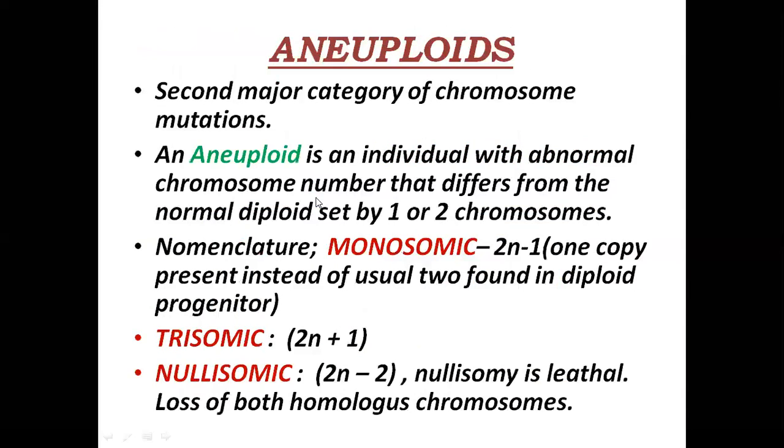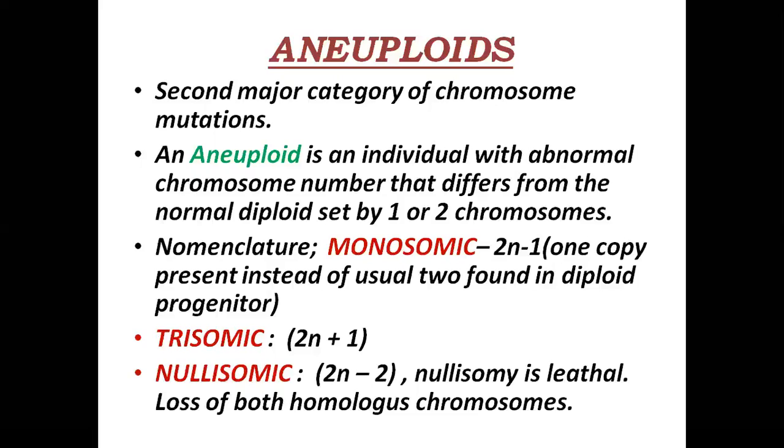Now, coming to the major part of the topic today, that is aneuploids. Aneuploidy is the second major category of chromosomal mutations. This involves the number and not the structure, as in the previous case where we saw structure. An aneuploid is an individual with an abnormal chromosome number that differs from the normal diploid set by one or two chromosomes. Remember, aneuploidy is always a plus or minus of the diploid set of chromosomes.